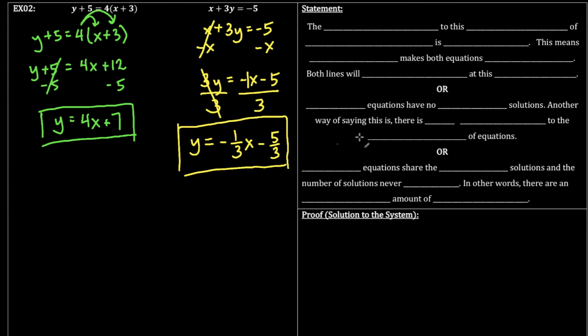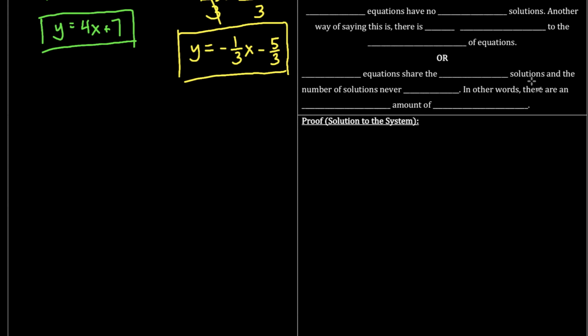Okay, so we have our two equations. Let's make them equal to each other. So 4x plus 7. We are trying to see when that is equal to -1/3 x minus 5/3. So we have some fractions. Let's just get rid of those, okay? So I'm going to multiply both sides, or the whole thing, by 3.